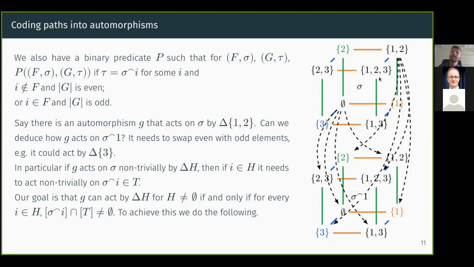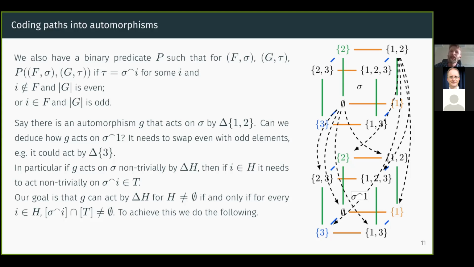So now what happens if there's an automorphism G that acts, for instance, by the symmetric difference with 1, 2? How can we deduce how G has to act on sigma 1? Well, of course, because it acts by 1, 2, it needs to switch the empty set here with 1, 2 in sigma. But this means that it also needs to switch something here. It needs to swap even with odd elements. So in particular, if G acts on sigma non-trivially by delta H, then if I is in H, it needs to act non-trivially on sigma I and T.